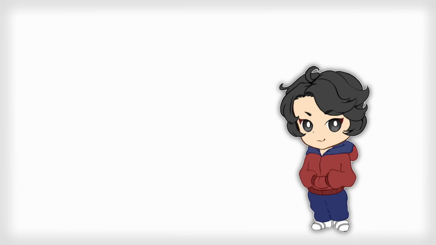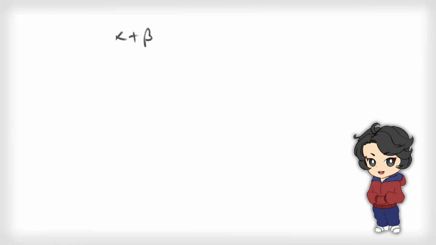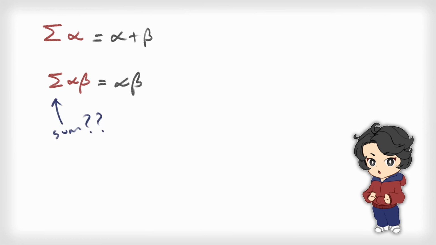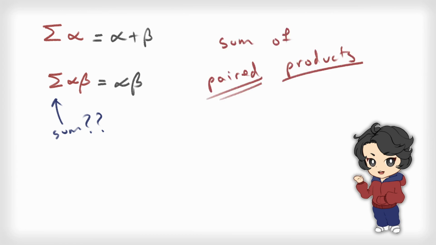Which is a great time to introduce you to our first set of notations. The sum of the roots as sum of alpha, and the product of the roots as sum of alpha beta. Now hold on a second. Did you just say sum of alpha beta? As a matter of fact, I did. To be more accurate, it should actually be the sum of paired products of roots.